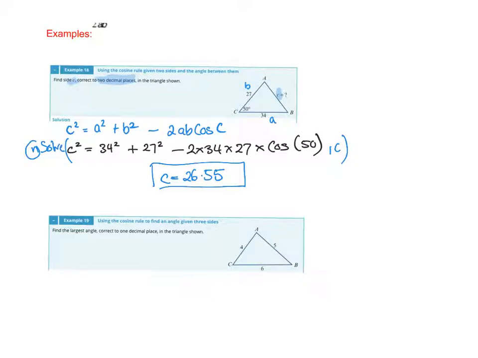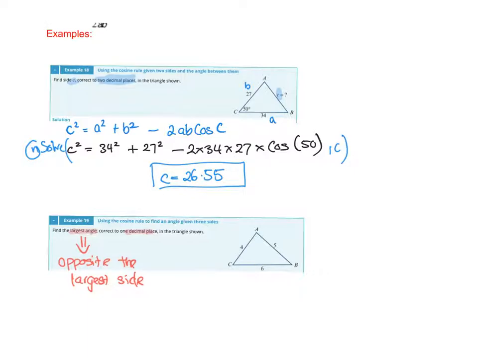It says find the largest angle, correct to 1 decimal place, of the triangle below. Now, do you know where we find the largest angle? I remember I've told you before. The largest angle is always opposite the largest side. If you think about it, in a right angled triangle, 90 degrees would be the largest angle you could get, and what's opposite the right angle? The hypotenuse, which is the largest side.